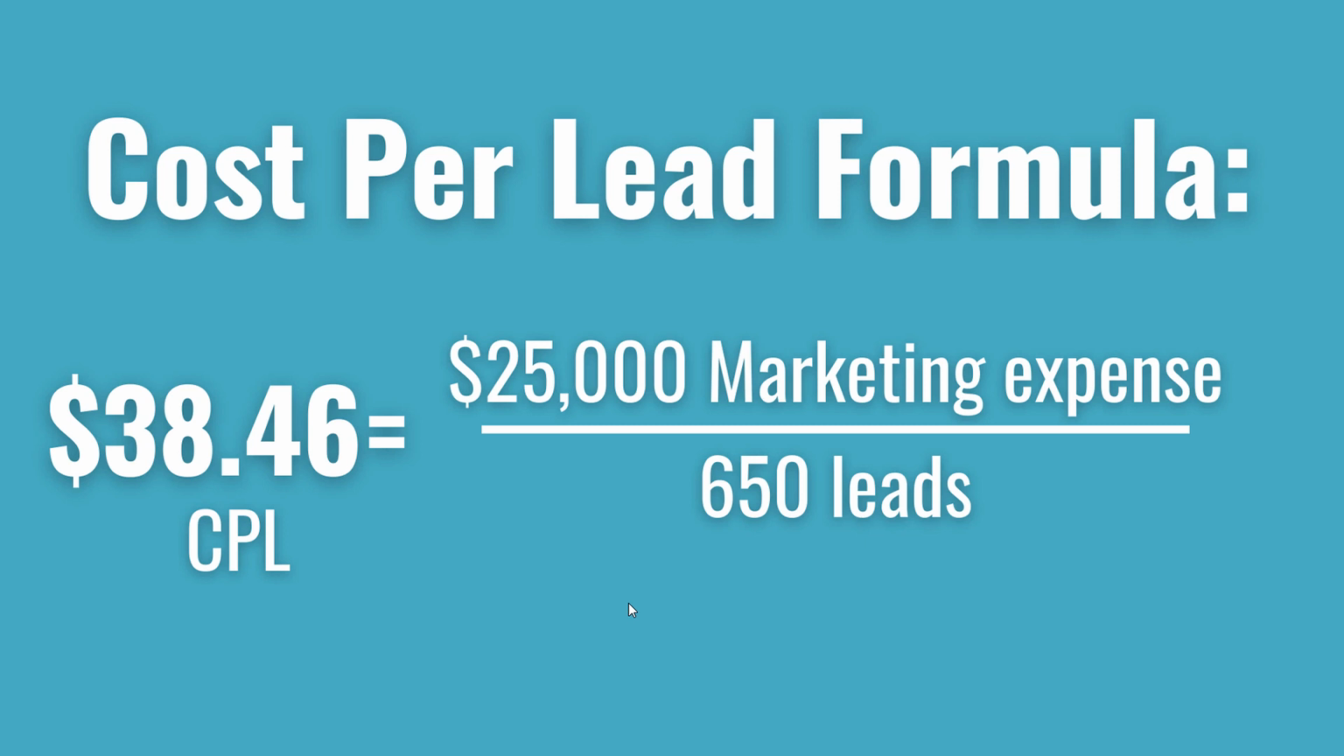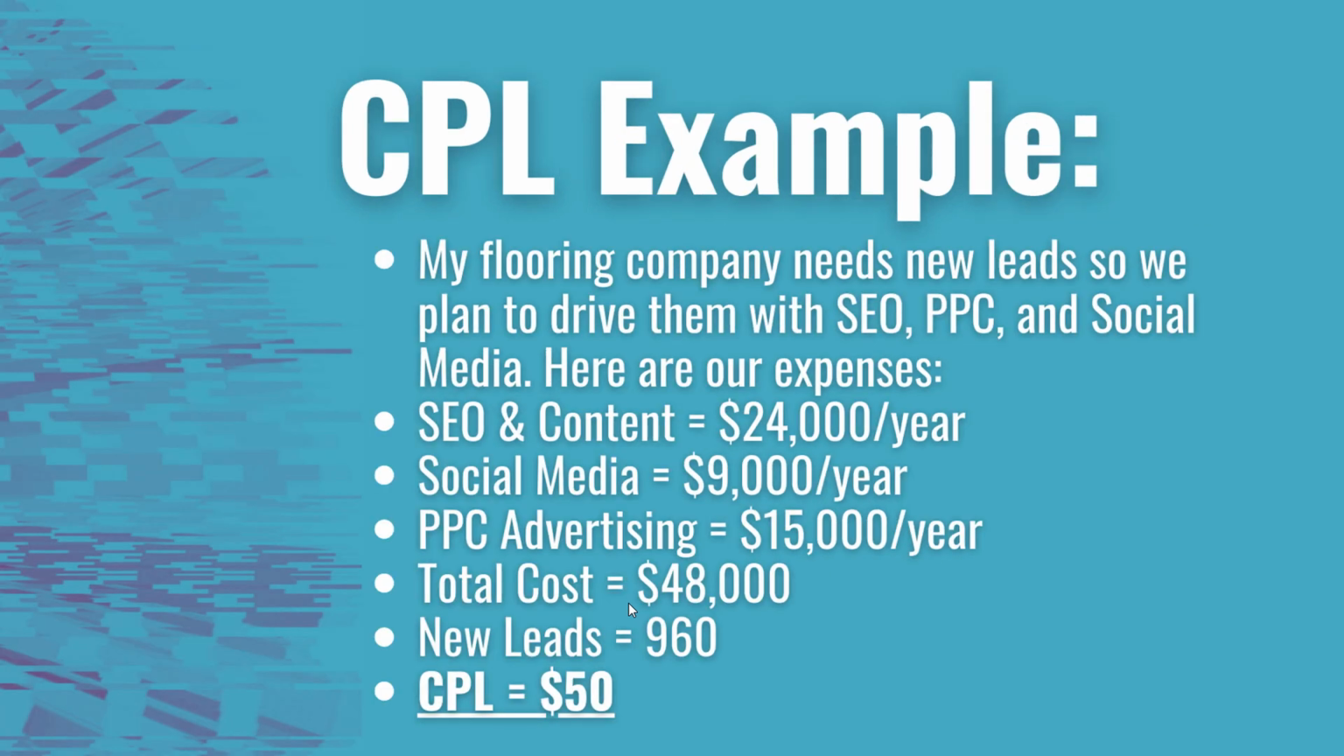So let's look at an example and why it's important to actually look at our cost per lead, and specifically why we should break it down based on what we're spending our money on. Let's say my flooring company needs new leads, so we plan to drive them with SEO, PPC, and social media. Here are our expenses. For SEO and content, let's just say I'm spending $2,000 a month, so 24 grand a year. For social media, let's say I'm spending a total of $9,000 for the year for social posts, basically the entirety of social media scheduling, the calendar, planning, everything that goes into social media.